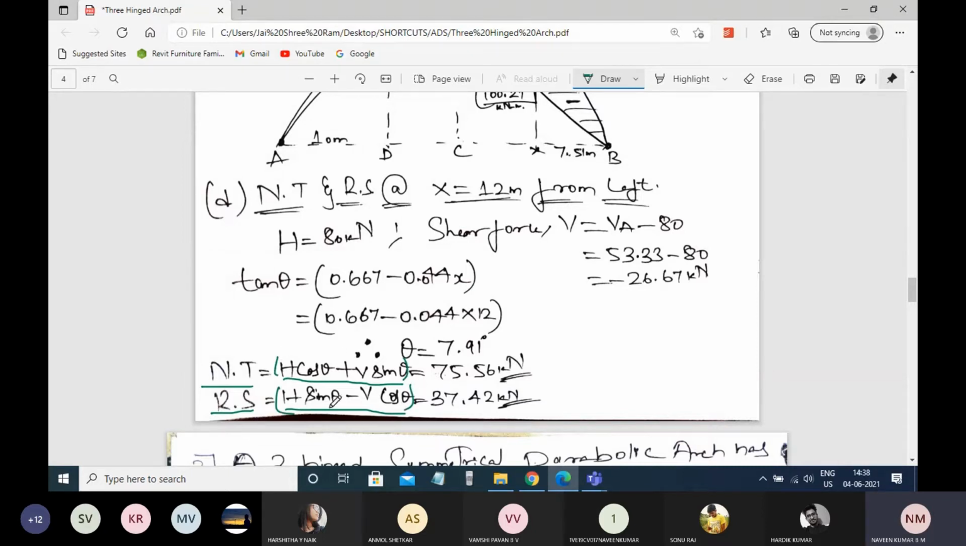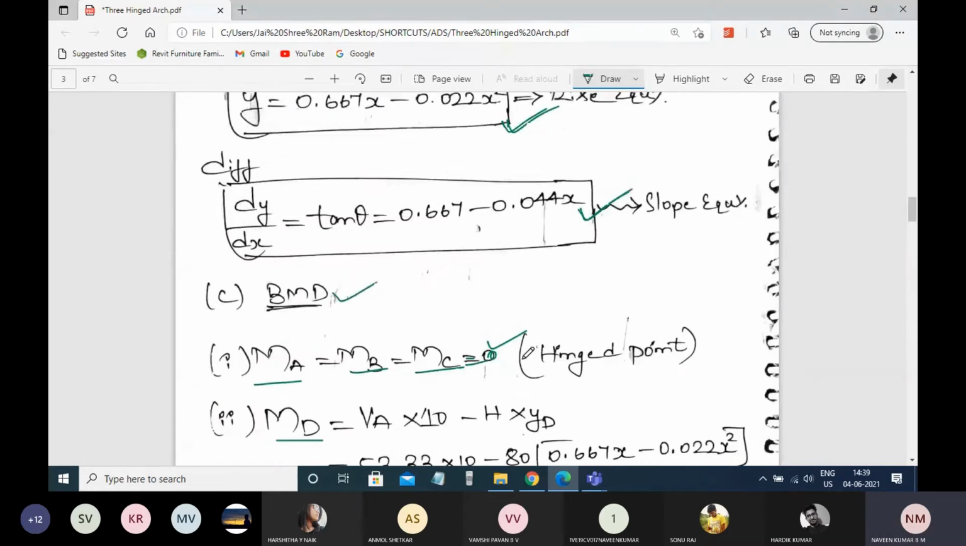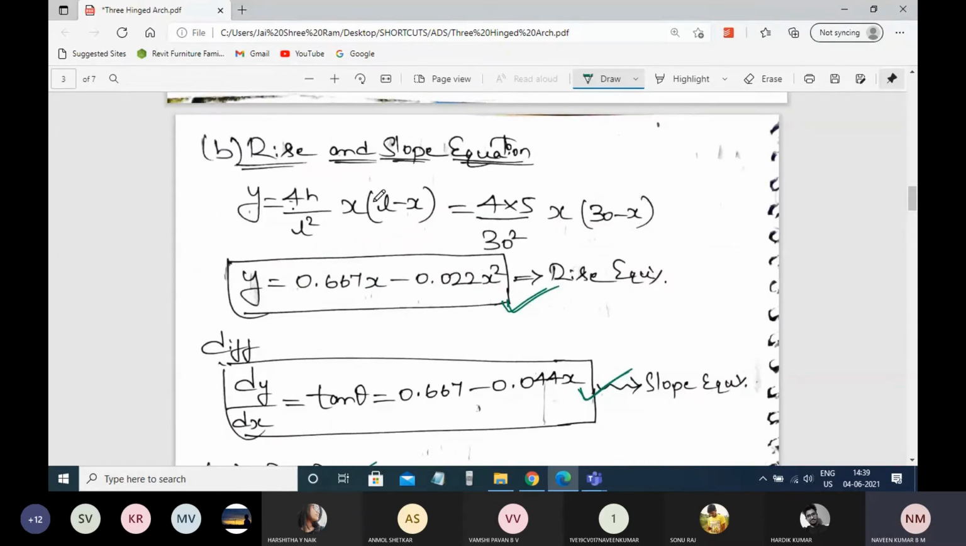Here H is nothing but horizontal thrust or horizontal reaction, and V is nothing but shear force. Don't consider it as reaction. Please understand. Theta is the slope. In order to get this theta, I hope you know this is the equation of parabola. If I substitute the required values, I can get the height from the datum to any point of the arch.